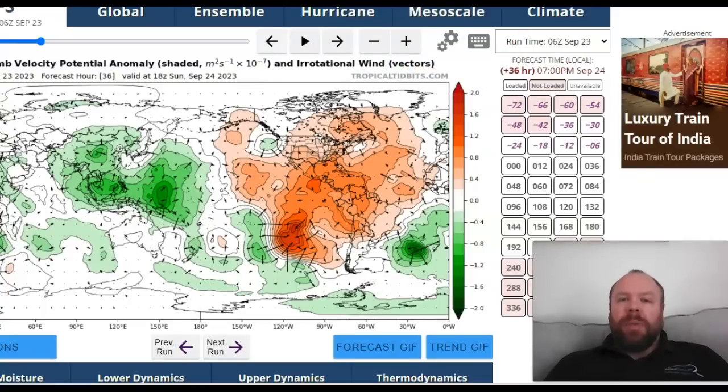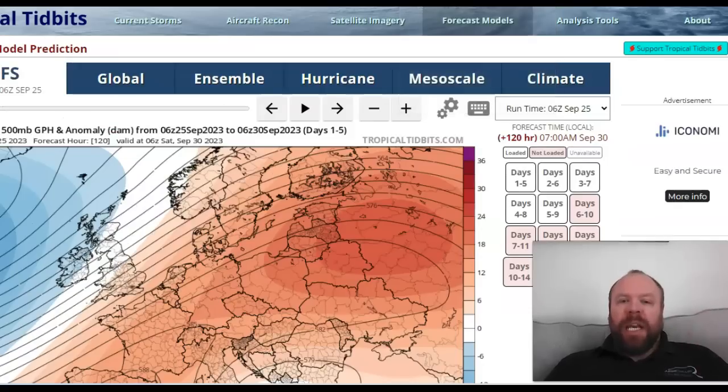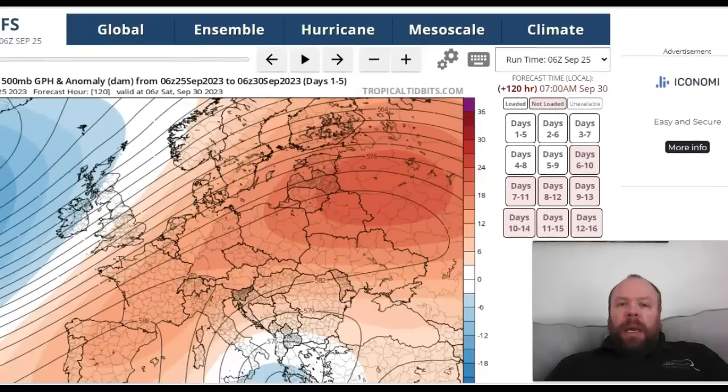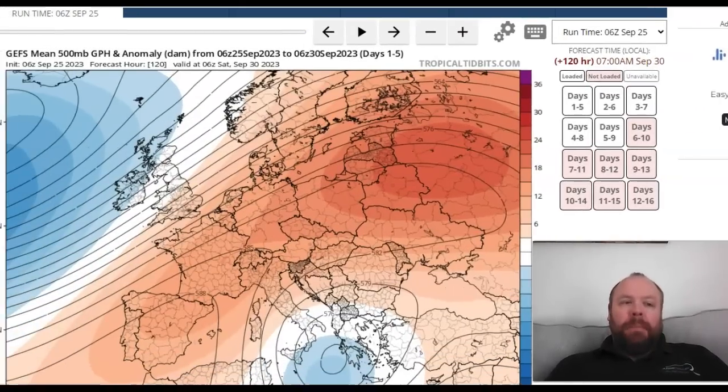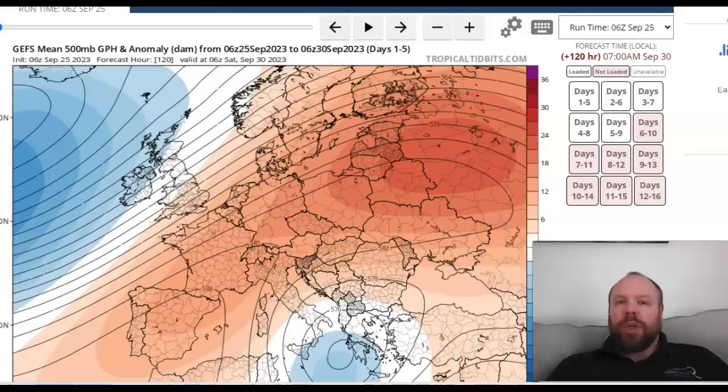But it's interesting when we look at this here and then we'll look at the GFS Ensemble here. It looks as if there is a delayed but not denied potential for higher pressure building as we move out of September and into the month of October.